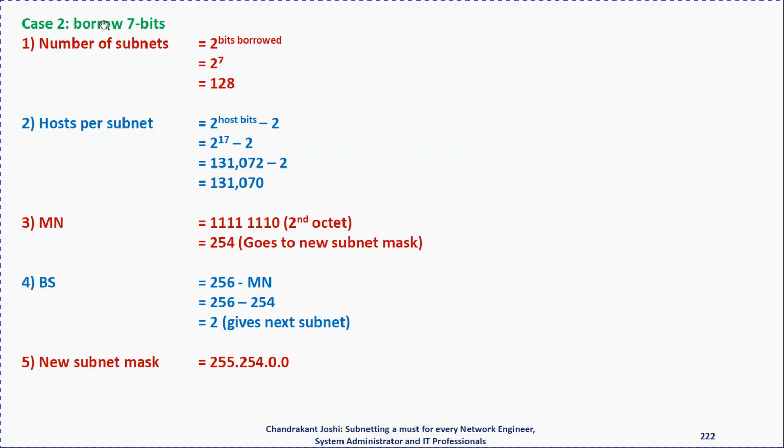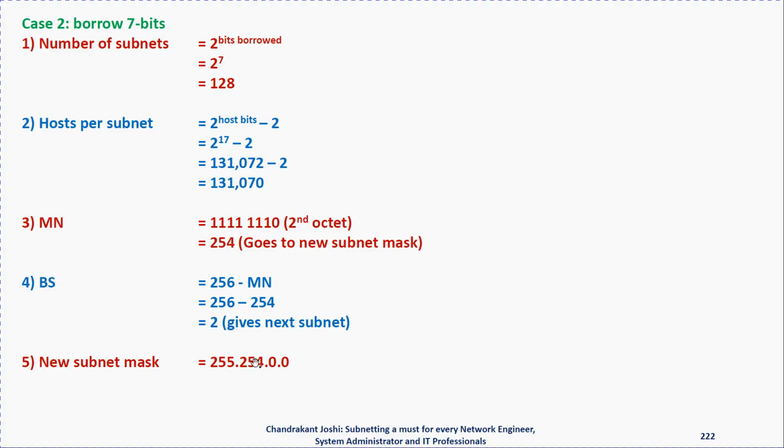Let us see what happens when we borrow 7 bits. We have 128 networks. We have got 131,070 hosts per subnet. This is the magic number. See, 11111110, so this is 254. So magic number higher means block size lower. Block size lower means more number of subnets we have to deal with.